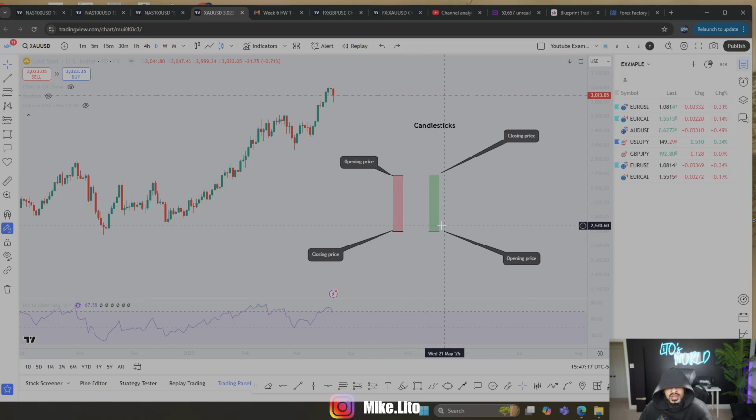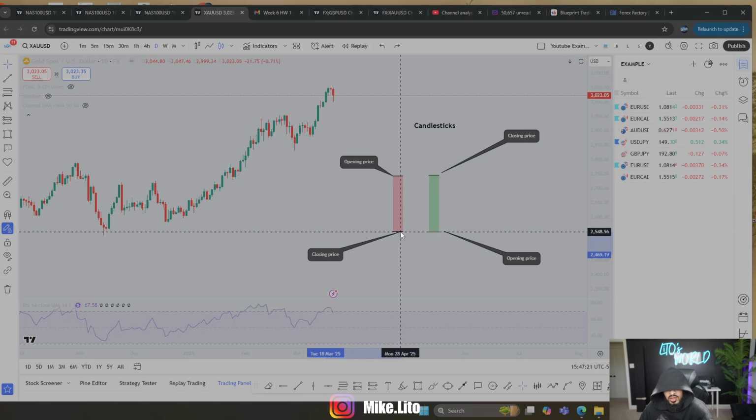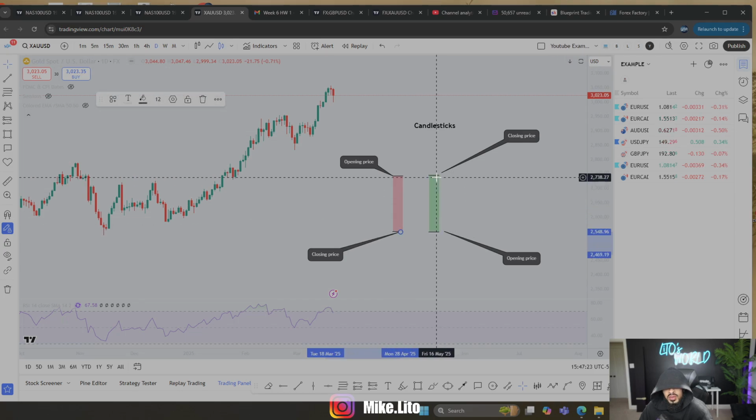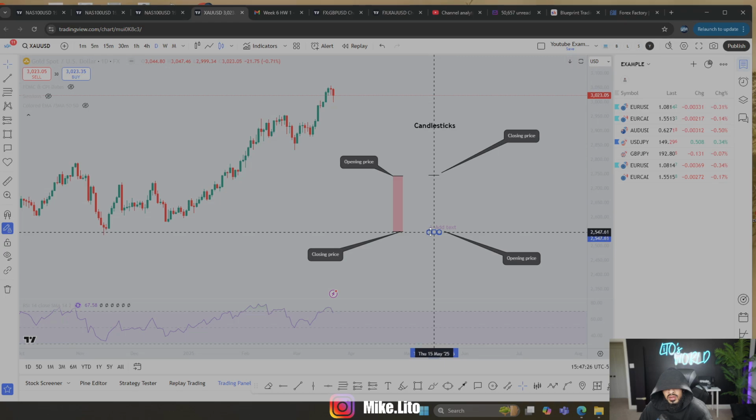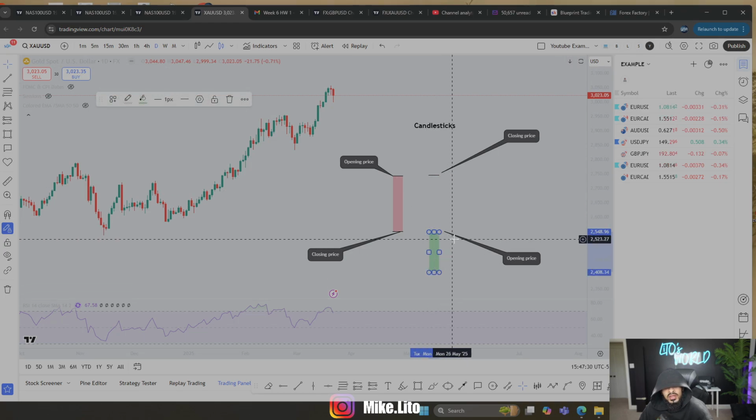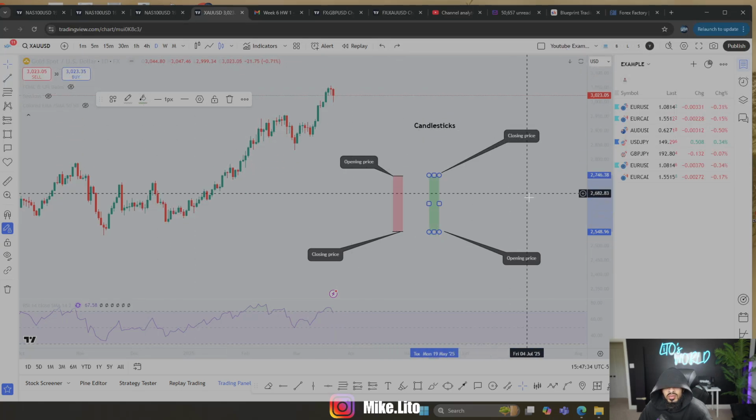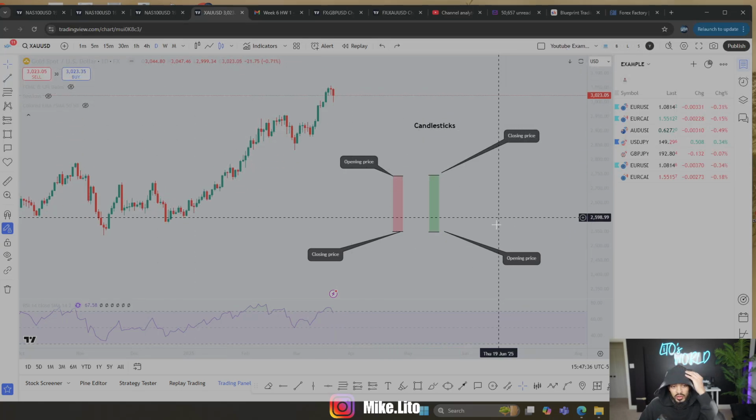Now, if the very next candle in price opens at the same price that the bearish candle closed, so this level right here, if it opens here and it closes above this line, then that makes it a bullish candle. If it closes beneath the opening price, then that will make it a bearish candle, right? So pretty self-explanatory, so forth and so on.